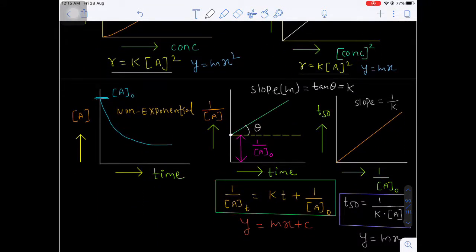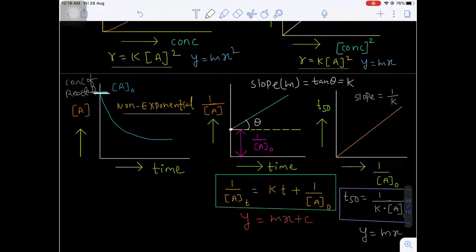Now one more graph: concentration of reactant on the y-axis, as a function of time on the x-axis. Initially at time t0, the concentration of reactant is A0. As time starts, the concentration of reactant slowly decreases, but this decrease is in a non-exponential manner. One more graph is there: 1 by concentration of the reactant, that is the reciprocal of the concentration, versus time.